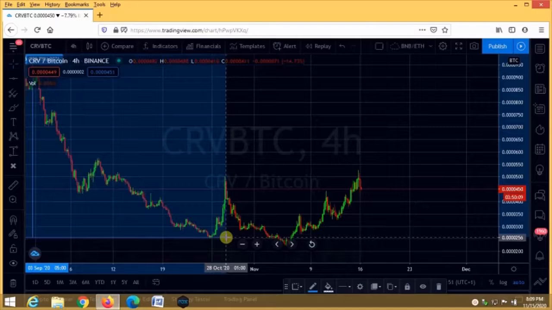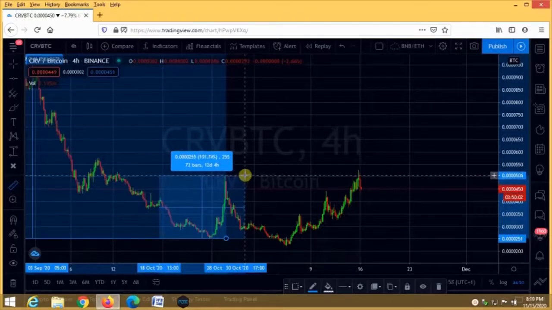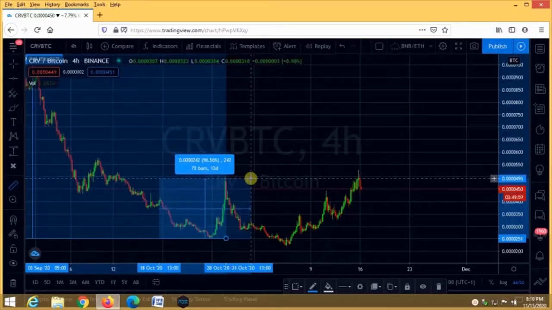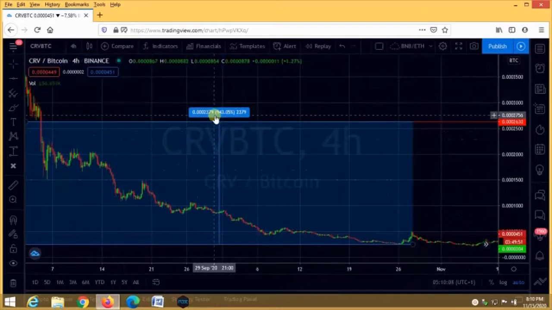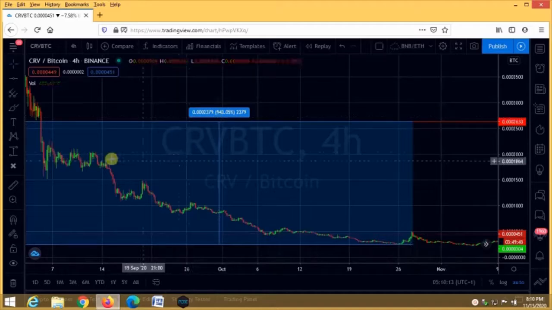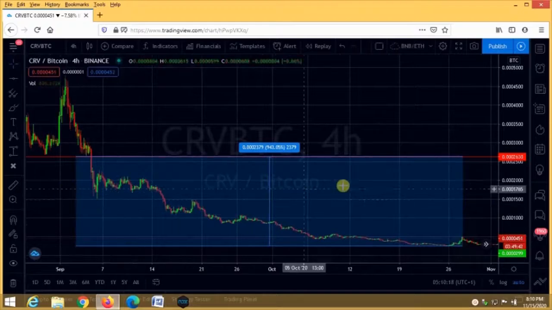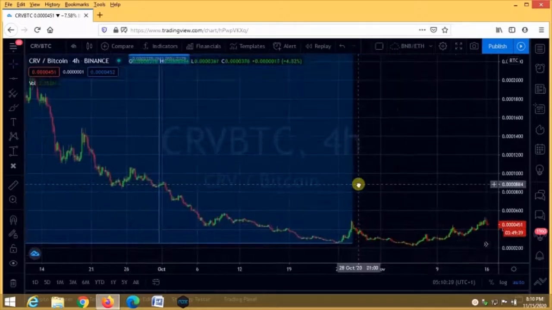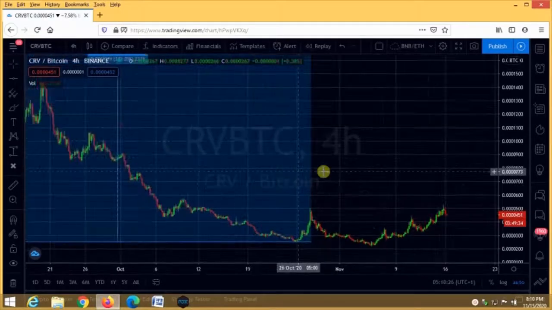Now as you can see right here, price action bounced. If you place your ruler here, as you can see, we have a 100% bounce, and if you look at this, we also had a 943% dump. This is a very manipulative market. I can't trade this until I identify a bottom price level. Now the bottom price level is right here.